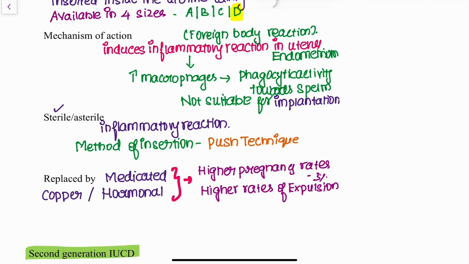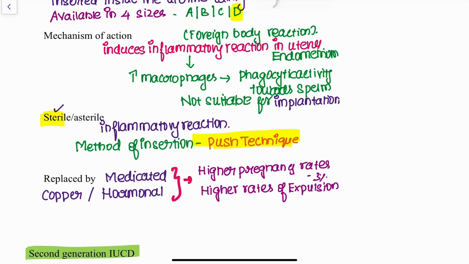Now, you may have a doubt: you told me that it is an inflammatory reaction which is happening in the uterine endometrium. Now, whether it is a sterile inflammatory reaction or a non-sterile inflammatory reaction. So, it is a sterile inflammatory reaction that is happening in the uterine endometrium, because the method through which we are going to insert this Lippes loop inside the uterus is a very sterile technique, where the method of insertion is popularly called the push technique. Basically, you are going to push this Lippes loop inside the uterine cavity, and it is going to be a sterile procedure. So therefore, the inflammation which is happening here is a sterile inflammatory reaction.